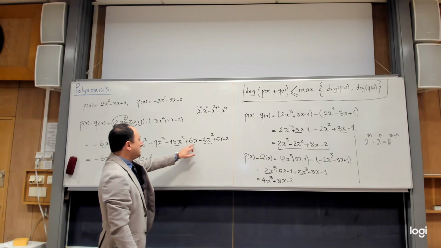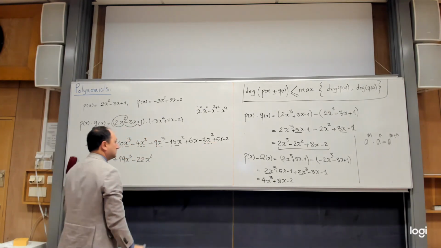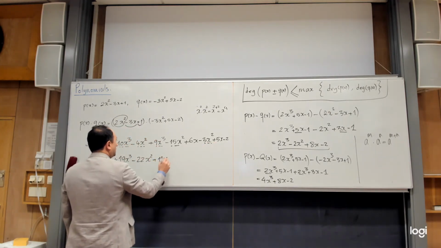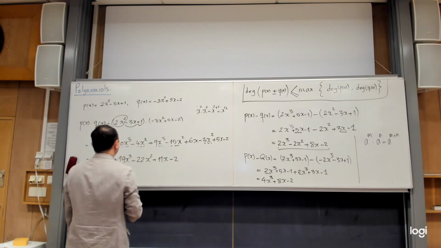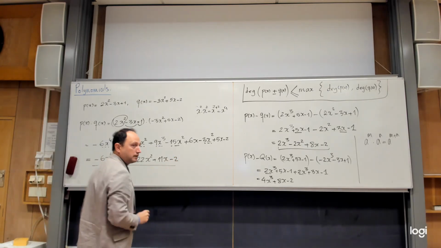And I have 6x and 5x. So what is that? 11x, minus 2, and minus 2. Am I right? Yes. So this would be the product.